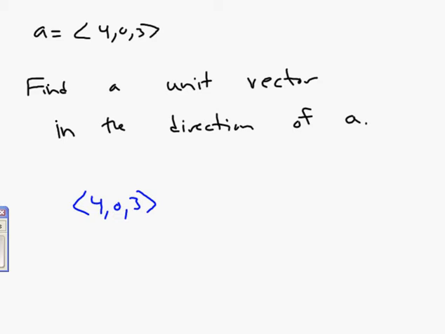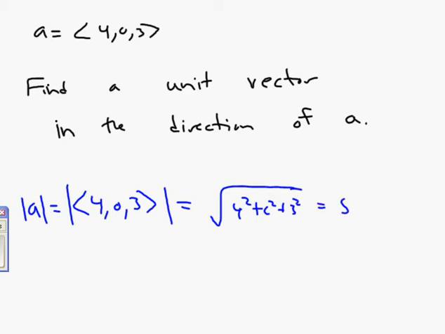So we know already, if we find the norm of this vector, this is going to be the norm of A, or the magnitude of A. You see how you start switching language around. It's going to be the square root of 4 squared plus 0 squared plus 3 squared, which is the square root of 16 plus 9, 25. So this is 5. So this is famous.